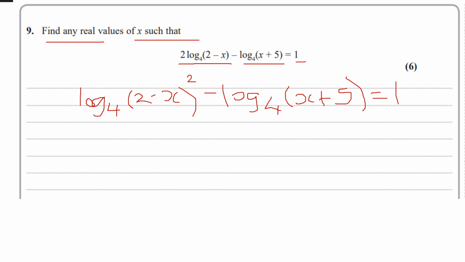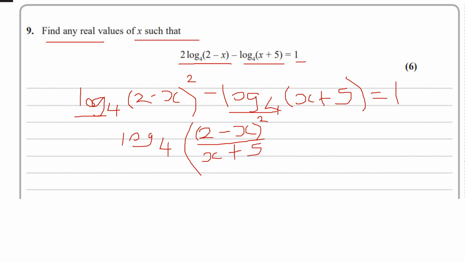Okay, so it's that power rule. So bring that power as a multiplier and then vice versa, bring that multiplier up as a power. Now the second rule states that if I'm subtracting with the same base, so provided I've got the same base, I can divide. So I'm going to have log to the base 4, okay, so being very careful now, of (2 minus x) all squared, and this is being divided by (x plus 5), okay? So when you're subtracting logs with the same base, then I can divide.